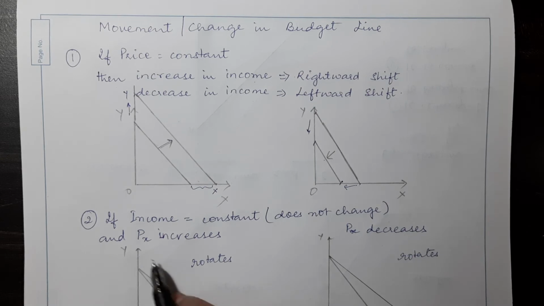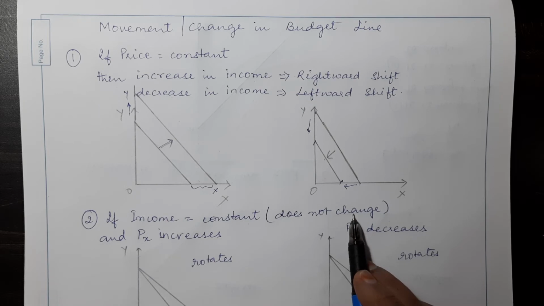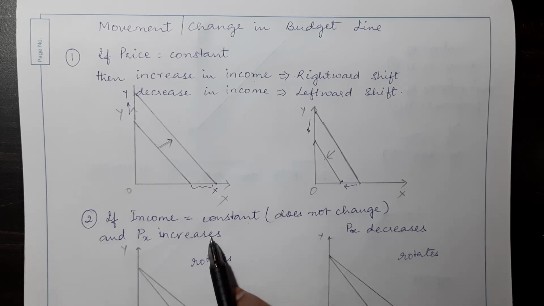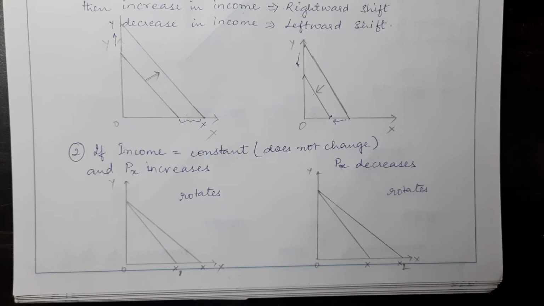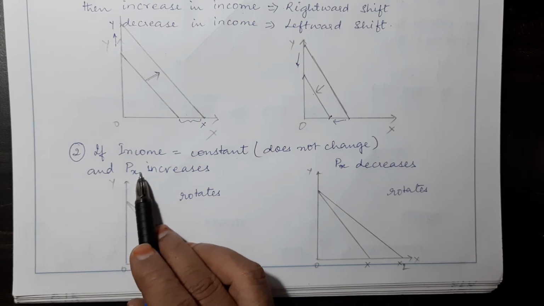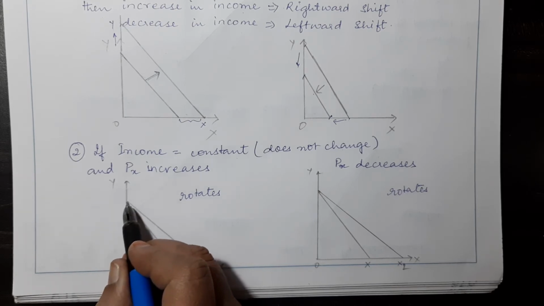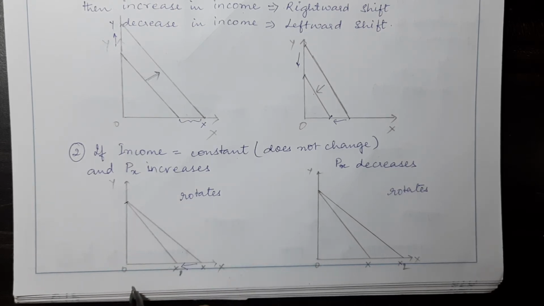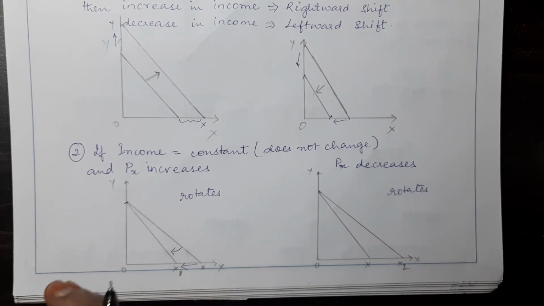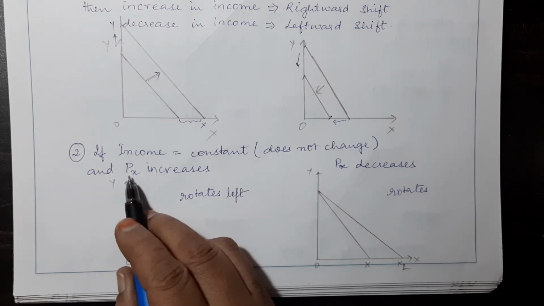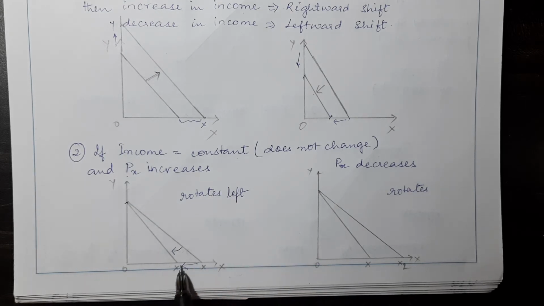The other condition is that the income is kept constant. That means the income does not change, but the price of good x increases or decreases. Then what? If the price of good x increases, we will be buying less of good x. The price of y is kept constant because there is no change in the price of y. So the budget line will rotate inside, or towards the left.